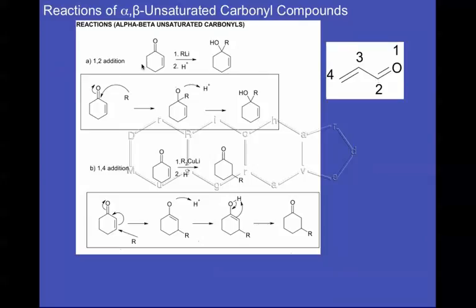So we have two kinds of addition that can occur to this alpha-beta unsaturated carbonyl system. The first one is called 1,2 addition, which is attack of a nucleophile on the C double bond O. And we just get attack on the C double bond O. That's 1,2 addition. We can also possibly have addition on the 4 position of the alpha-beta unsaturated carbonyl system, and that would lead to what we call 1,4 addition. Now this will occur depending upon the reagent that we use.